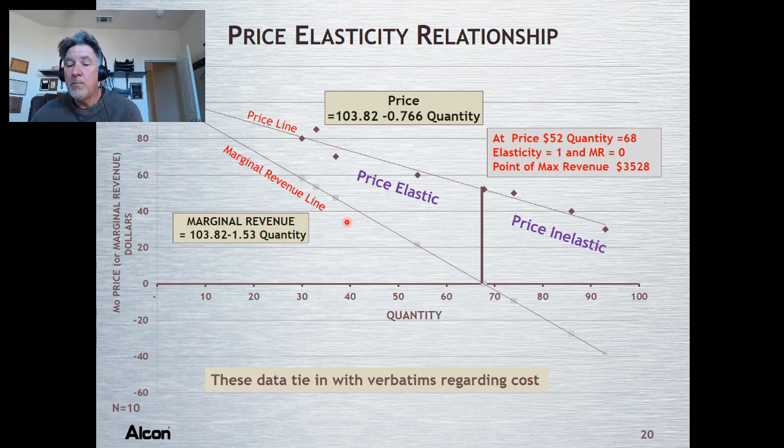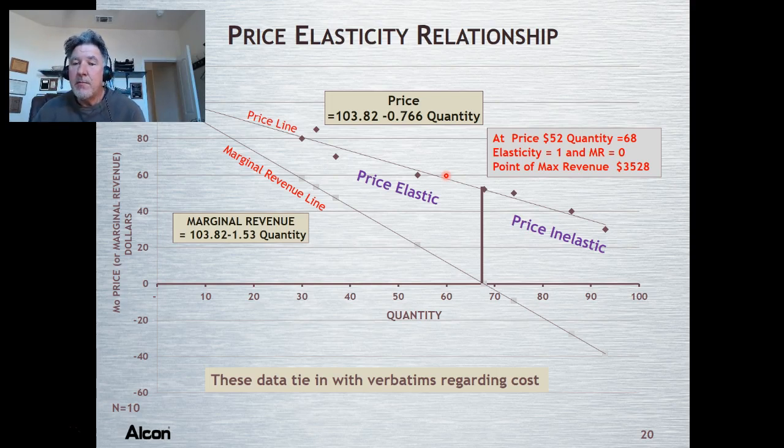This relationship is important because when we did this, we recommended that at this price for packs of these contact lenses, we would end up with a quantity of 68 purchased, and we could see our elasticity being 1. And understand, as you drop below marginal revenue of 0, you get into what we call price inelastic, whereas price elastic talks about responsiveness to the price.